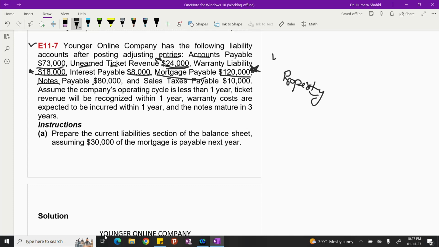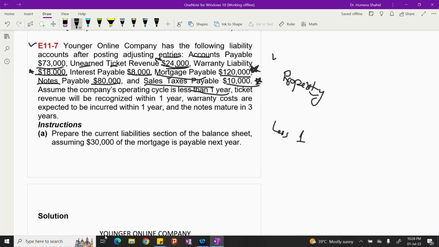Notes payable, $80,000. Notes payable in this chapter we took as current liabilities. Sales taxes payable. Sales taxes are of course current. You have to return them within a year to the government. Assume that the company's operating cycle is less than 1 year. So now they are telling us that the operating cycle is less than 1 year.